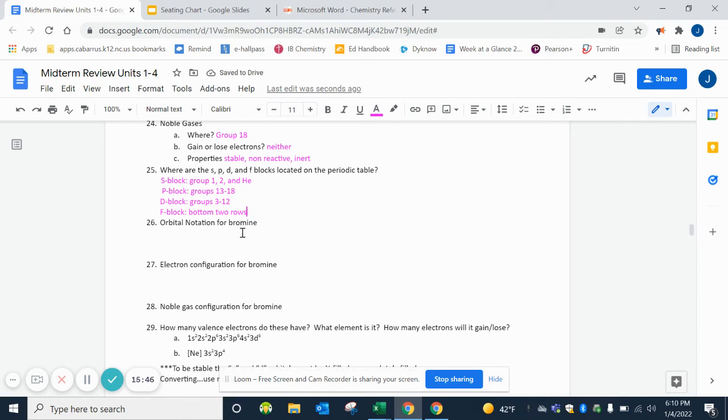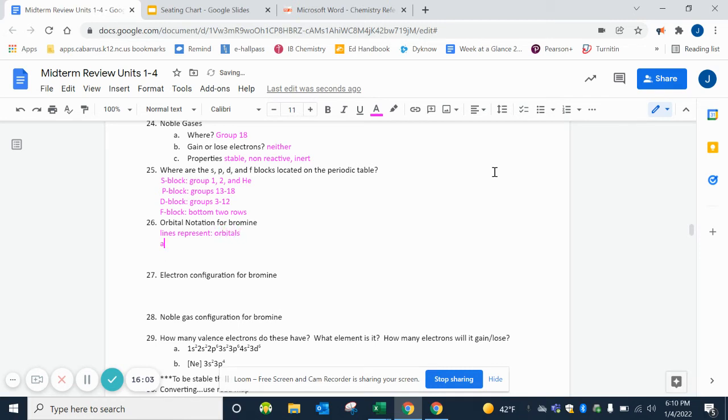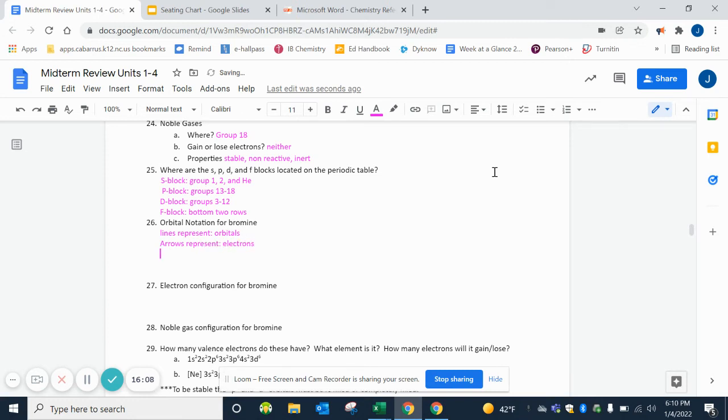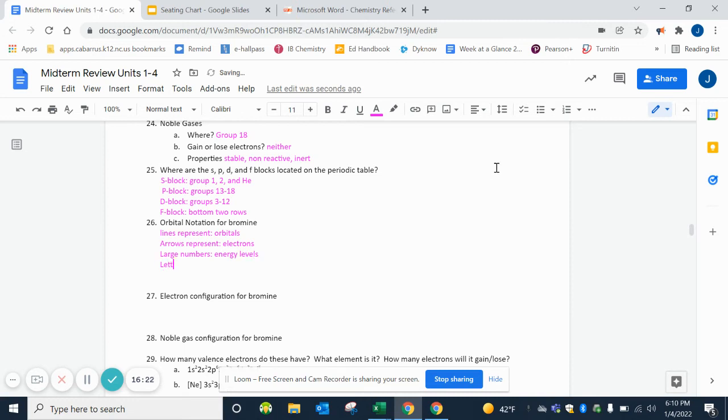I can't do orbital notation on the computer. Just remember that those are the lines and the arrows, and that the lines represent the orbitals. The arrows represent the electrons. The large numbers represent the energy levels, and then the letters represent the sublevel.